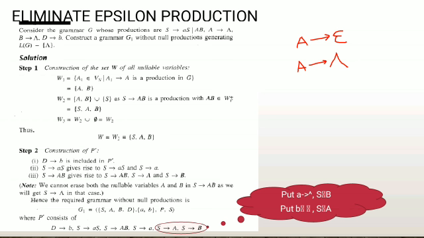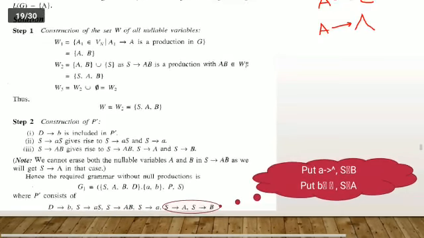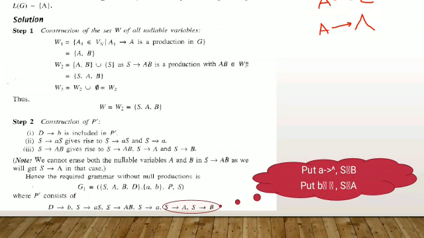In step number 2, we are going to construct P dash, that is the new production rules after eliminating epsilon. D gives B is included in P dash. S gives AS gives rise to S gives AS and S gives A. Now S gives AS we can take directly because it does not contain any null production. But if we put A and B as null, S will be null. So in S gives AS, if we keep S as null, we will get S gives A.